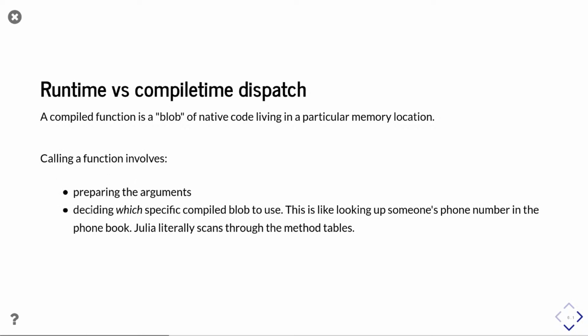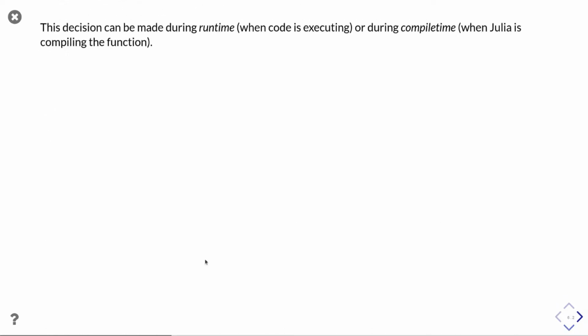And so when Julia calls a function at the very lowest level, there are really essentially just two steps. One is to prepare the arguments, and the one that we'll put most of our focus on today is the process of deciding which specific compiled blob to use. An analogy that I like to use is the process of looking up someone's phone number in the phone book, where Julia has method tables, kind of like a printed phone book. And it has to literally scan through the method tables in a smart fashion in order to find the best matching method.